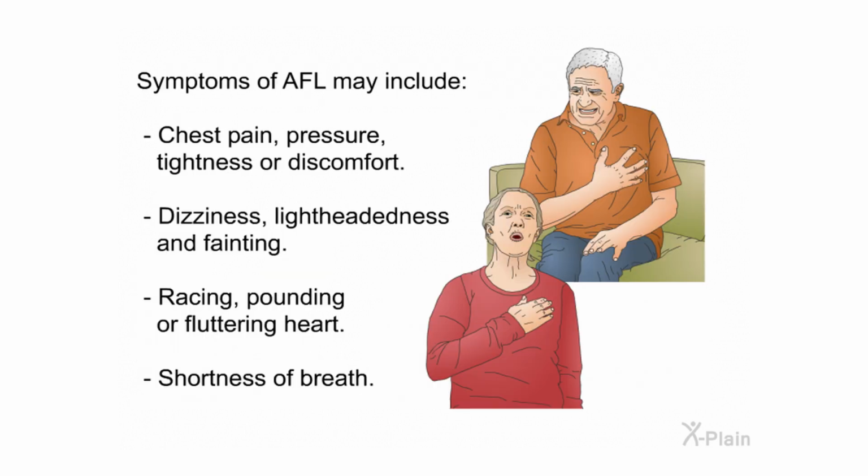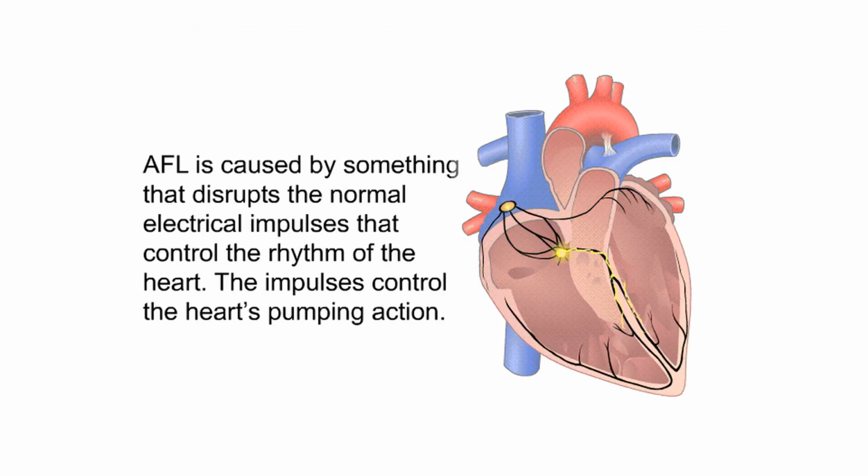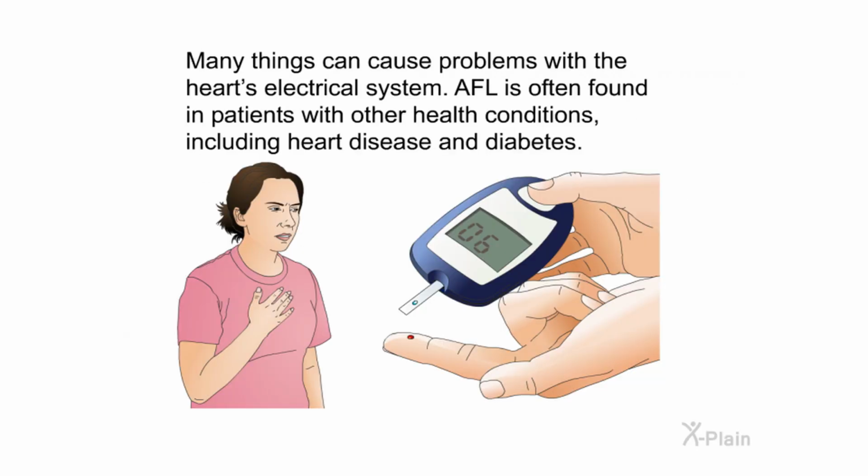Symptoms of AFL may include chest pain, pressure, tightness or discomfort, dizziness, lightheadedness and fainting, racing, pounding or fluttering heart, shortness of breath. AFL is caused by something that disrupts the normal electrical impulses that control the rhythm of the heart. The impulses control the heart's pumping action. Many things can cause problems with the heart's electrical system. AFL is often found in patients with other health conditions, including heart disease and diabetes.